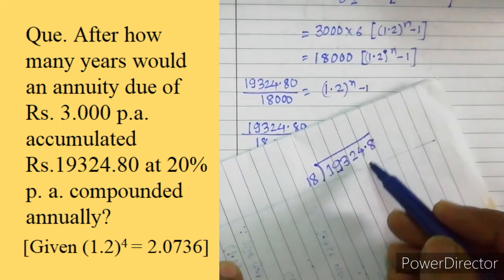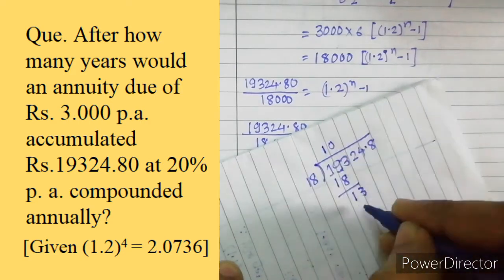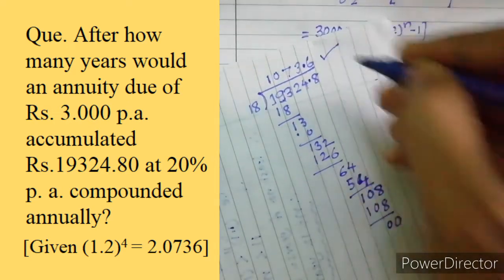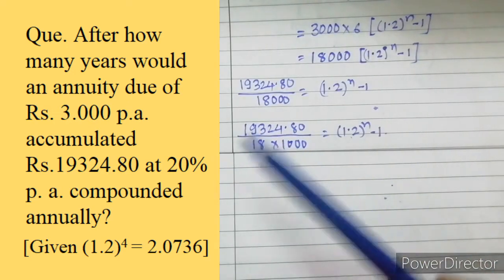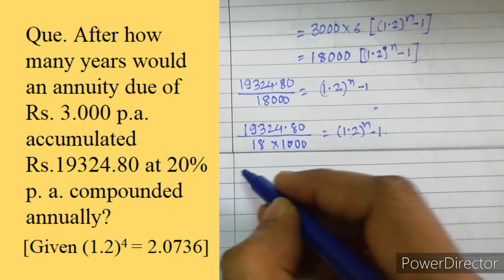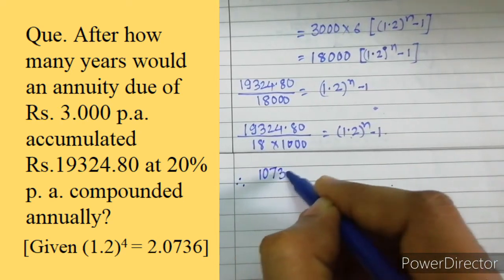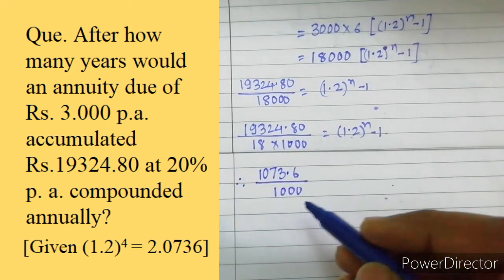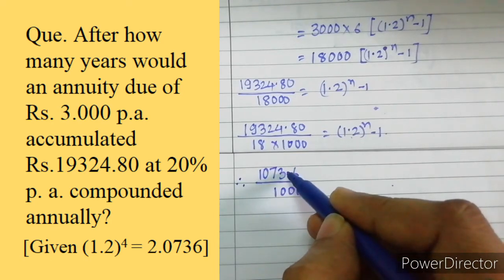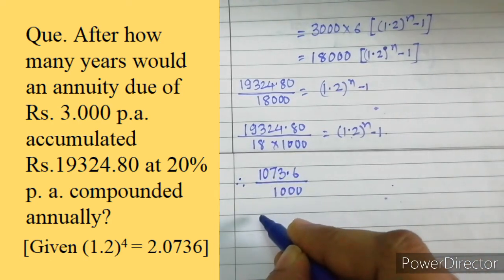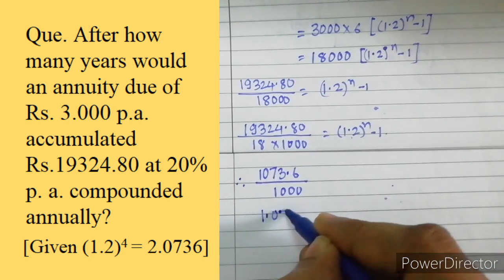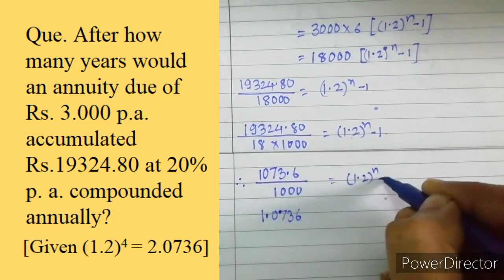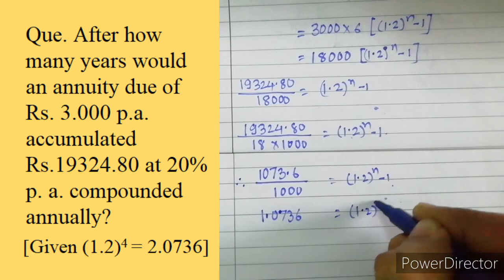Let us calculate this part on a rough page. Okay, so I am going to write division by 18. So it is 1073.6, divided by 1000 is also there. If you divide by 1000, the decimal point shifts 3 digits to the left, so it will be 1.0736, which is equal to 1.2 bracket raised to n minus 1.